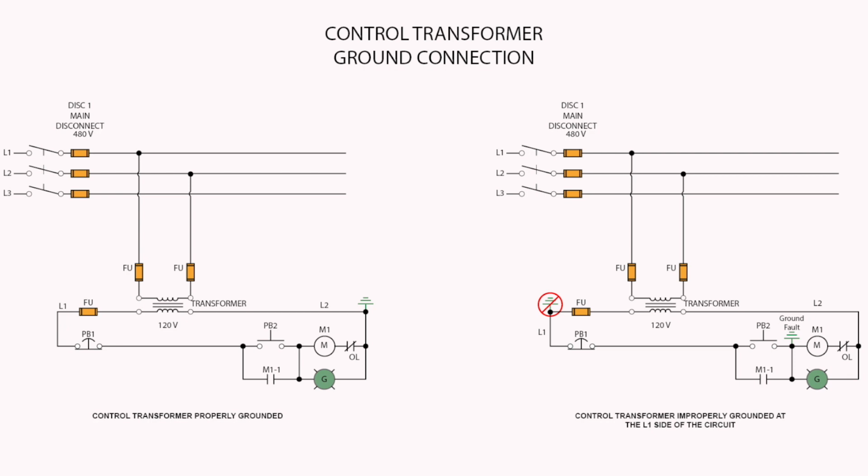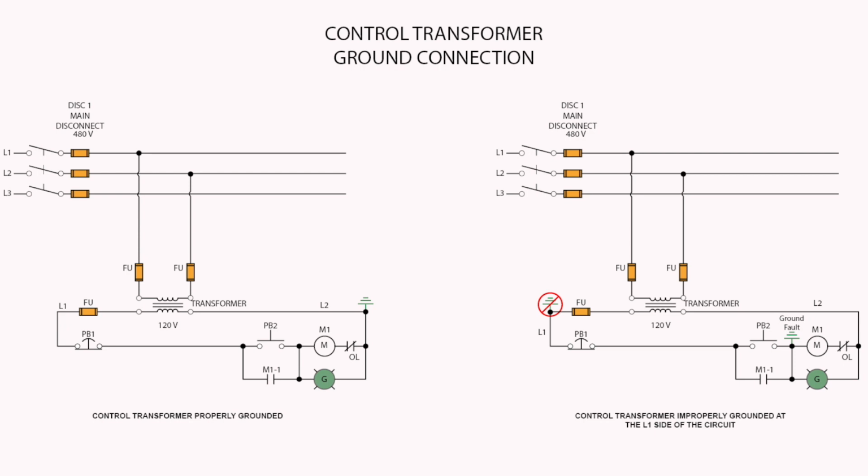The example on the left shows the secondary of the control transformer properly grounded. When the circuit is operating, the entire circuit to the left of the motor coil is the ungrounded circuit, the hot leg. In this scenario, a fault path to ground in the ungrounded circuit will create a short circuit condition, causing the control transformer fuse to open.